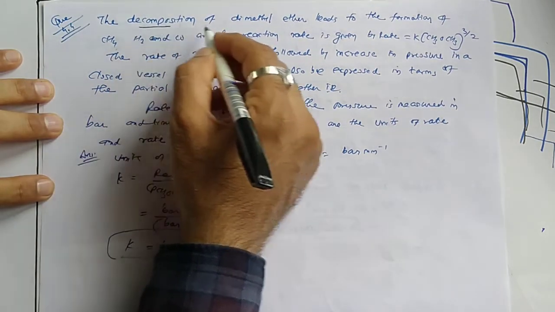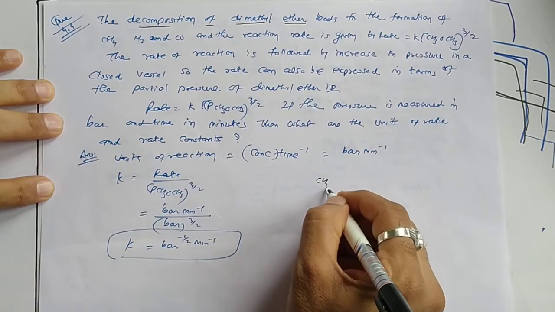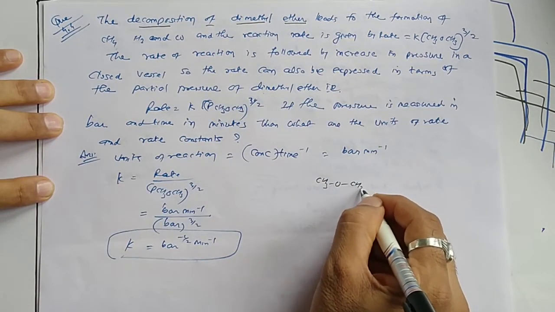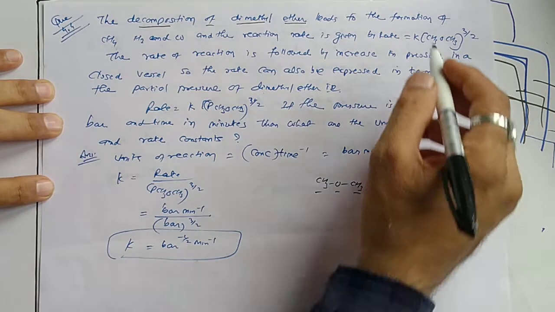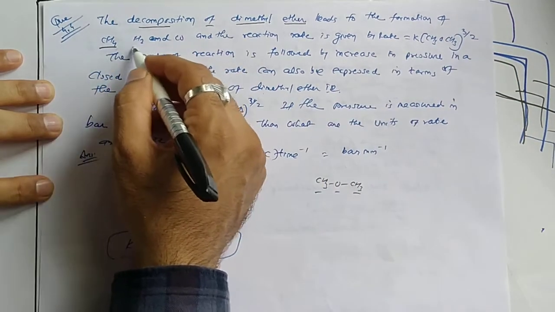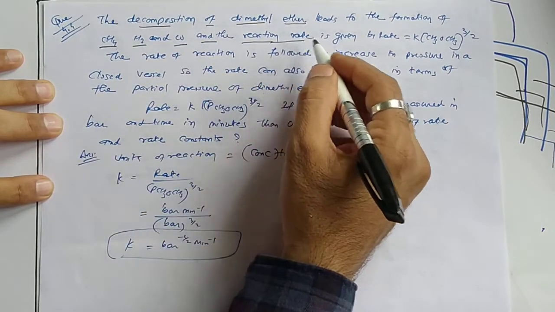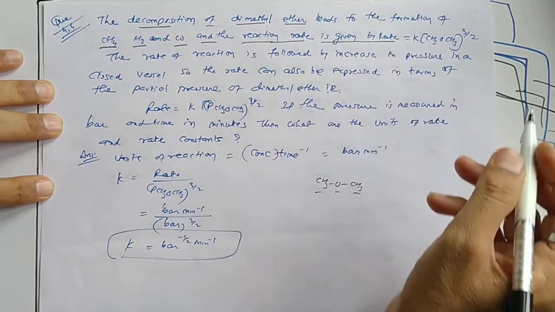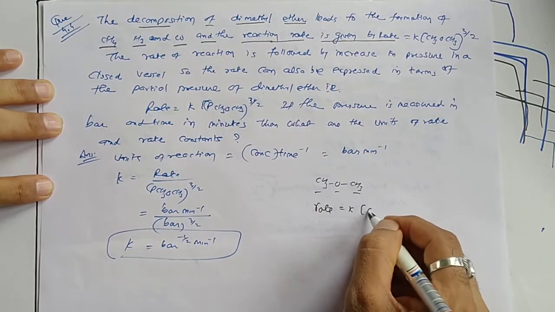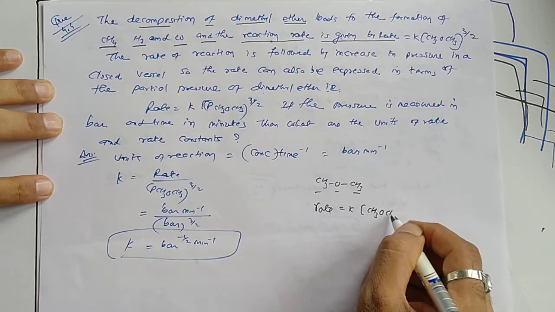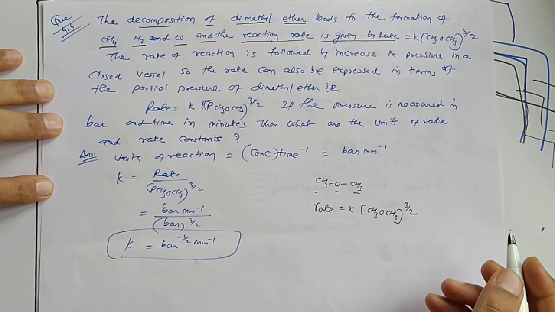The decomposition of dimethyl ether, CH3OCH3 is called dimethyl ether, leads to the formation of methane, hydrogen and carbon monoxide. And the reaction is given by the rate is equal to K [ether] raised to 3 by 2.